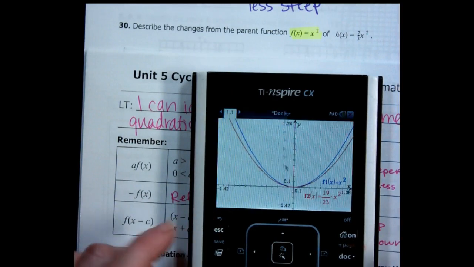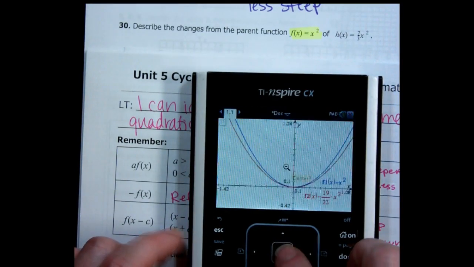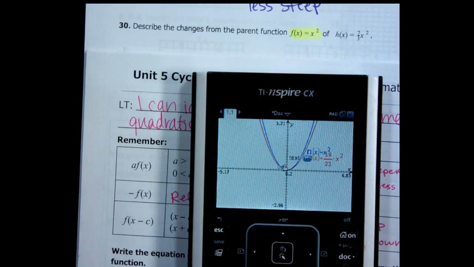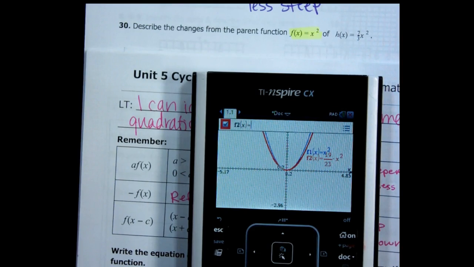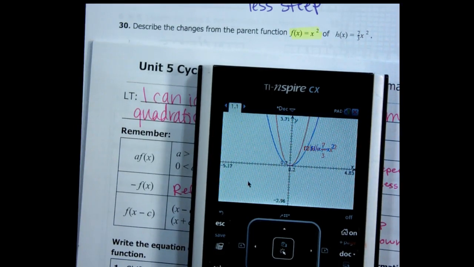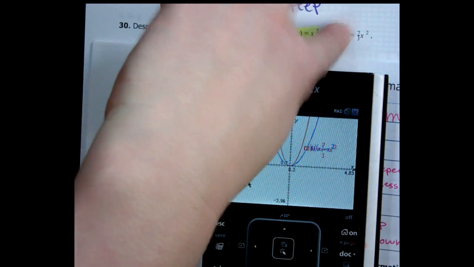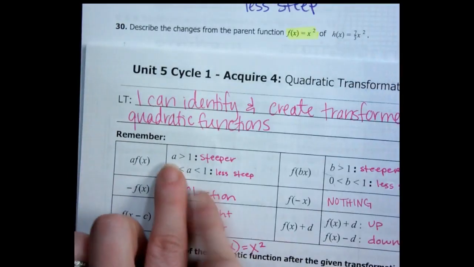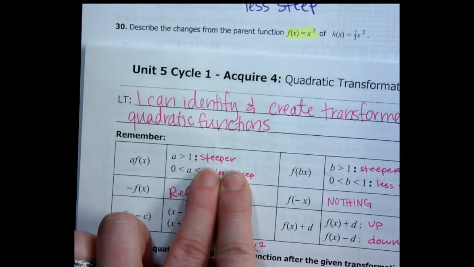I'm going to zoom back out a little bit before I graph this. Okay. Tab. Escape. Tab. Arrow up. I'm going to delete out this old one. I'm not going to delete my equal sign this time. I'm going to be careful. Okay, fraction. 7 over 3 x squared. It is steeper. It is more narrow because 7 over 3 is improper, so it's bigger than 1. So if we look at our cheat sheet, bigger than 1 is steeper.